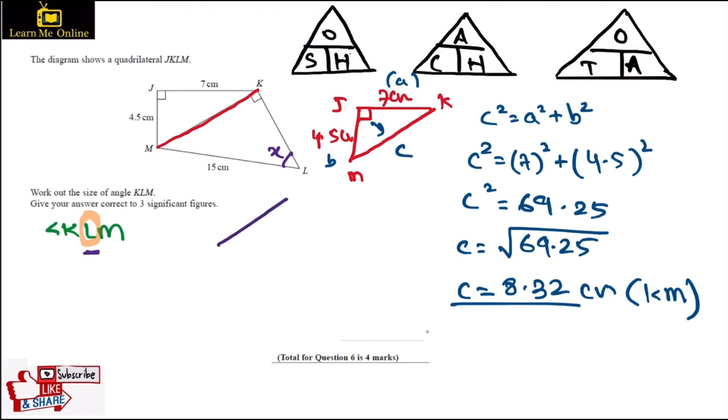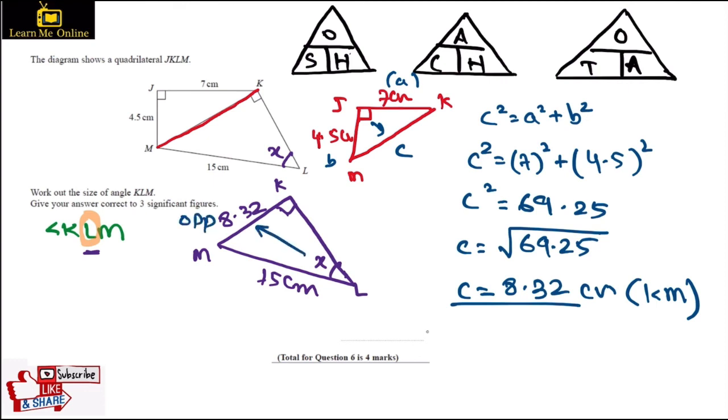Once you know the length of K to M, you're going to draw another triangle now. So I'm drawing this triangle here, and this is making a 90 degree angle here. This is M, this is K, and this is L. So K to M we already found out, which is 8.32. This is the angle we are finding out, the angle X, and the M to L length is given, which is 15 centimeters. We're going to use trigonometry now. So opposite to the angle is the opposite. The other side of the right angle triangle is the adjacent. And opposite to the 90 degree is the hypotenuse.